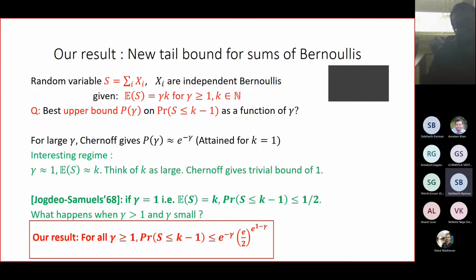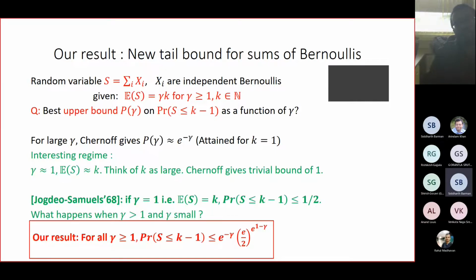Yeah, so we kind of do induction on gamma. Okay, not induction, but we make an expression in terms of gamma. We show that this expression only gets better as gamma increases. So yeah, we do calculus. Oh, interesting. And this is tied to Bernoulli because the result that you're stating of Jogdeo and Samuels is also for Bernoullis. Yes, all of this is for Bernoullis. They don't have to be identical, but they do have to be independent.